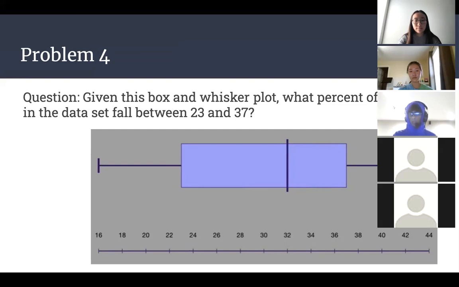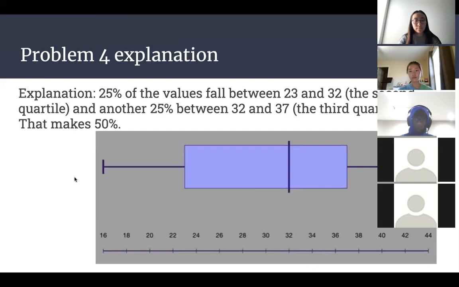Okay, I see 250, okay, 350%. And yeah, the answer is going to be 50%. This is because 23 and 37 are the second and third quartiles, so it's 50% because it's just all of the values that are in the box.